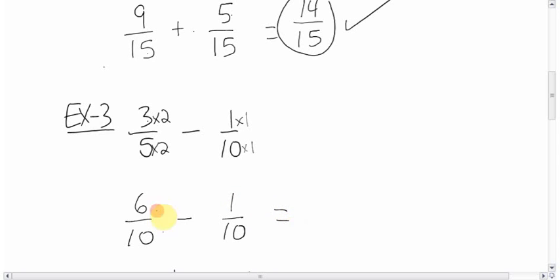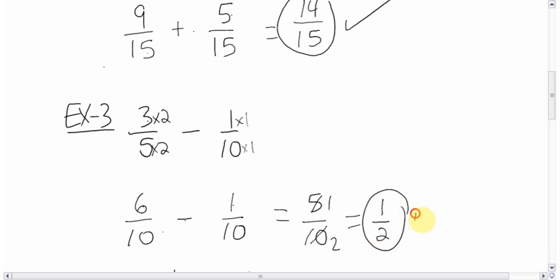Be careful. 6 minus 1 is 5. Leave the bottom, 10. Check to reduce. 5 over 10, you should know, 5 goes into both once, goes into the 10 twice. It's 1/2, or 1 over 2.